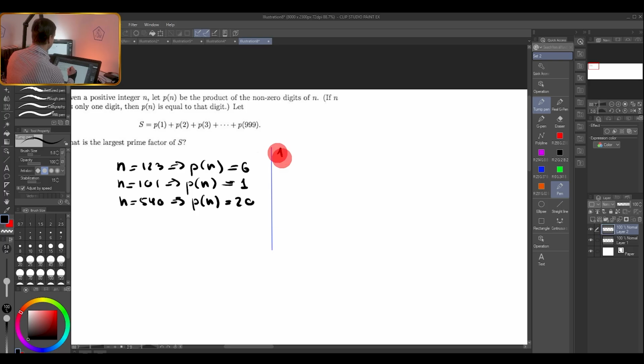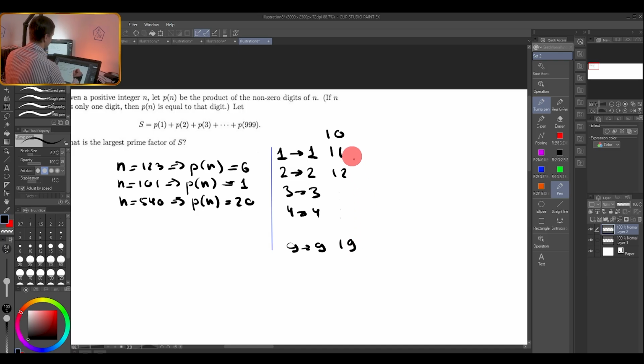For example, for 1, on the right side we will write p of 1 is 1, the product of non-zero digits. For 2, the product of non-zero digits is 2. For 3, it's 3. For 4, it's 4, and so on. And for 9, the product of non-zero digits is of course 9. Let's go to the next 10 numbers. 10, 11, 12, and so on, 19.